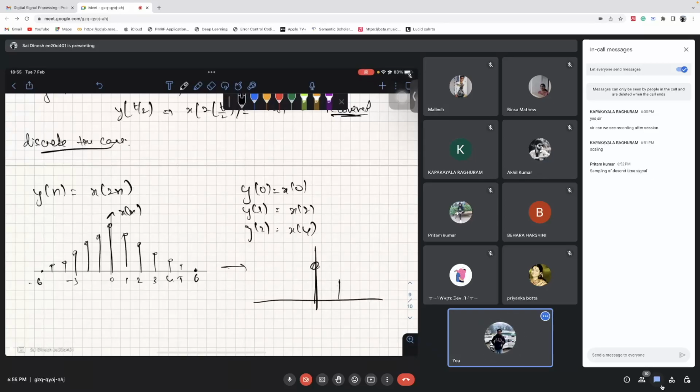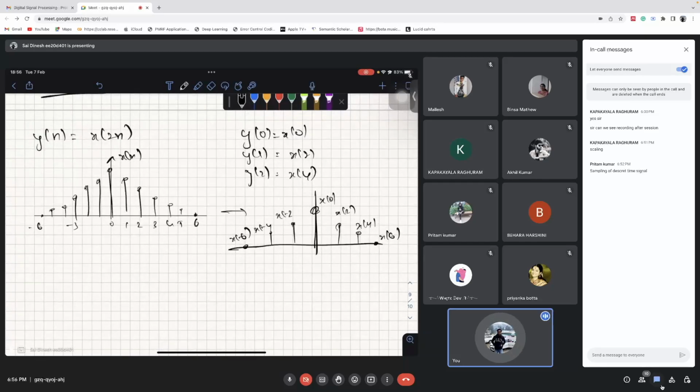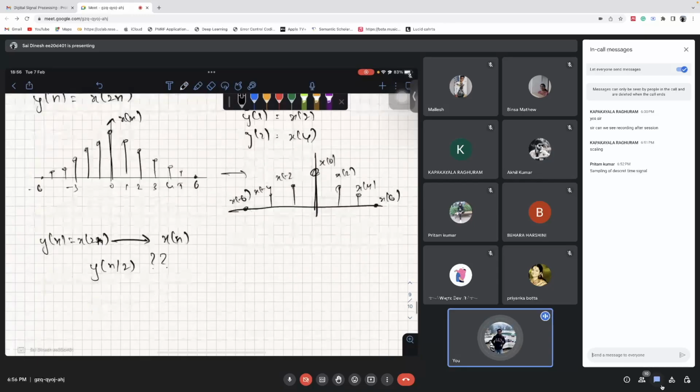This one, y of 2 would be x of, so x of 0, x of 2, x of 4, x of 6. Similarly, x of minus 2, x of minus 4, x of minus 6. But here, can you recover this signal? So we have y of n is equal to x of 2n. Can you go back from x of n to x of 2n to x of n? Can you apply y of n by 2? That is the question here.